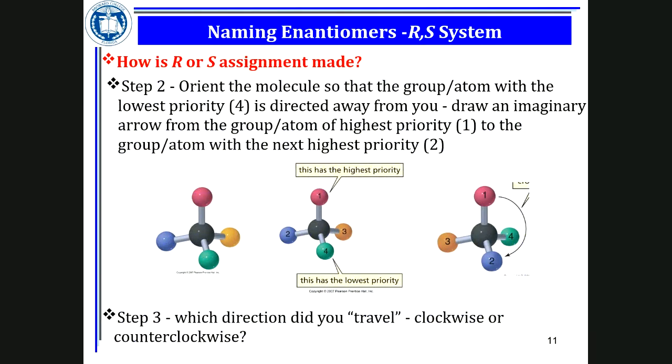How do you assign the priority? We talked about the priority, but once your priorities are assigned, then going from 1 to 2 to 3, if it's clockwise, it is going to be R. If it's counterclockwise, it's going to be S. That's with the condition that the lowest priority must go away from you. So you have to hold the lowest priority away from you.